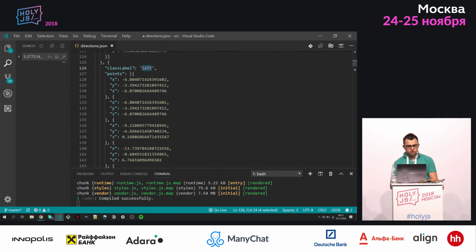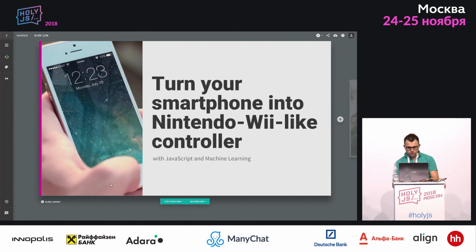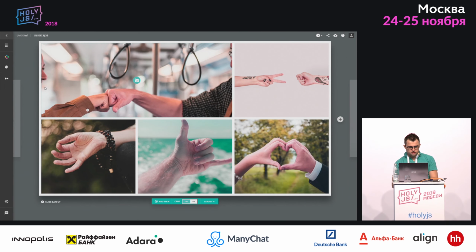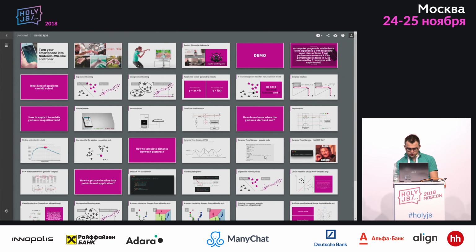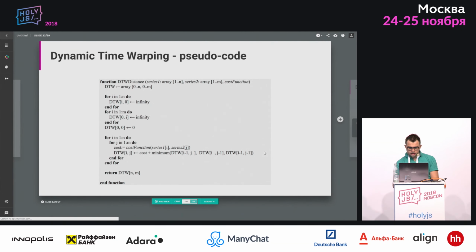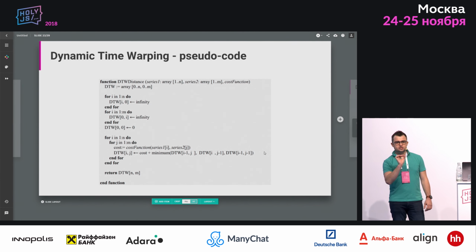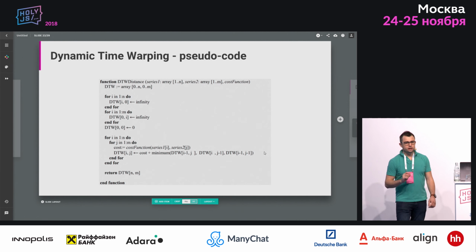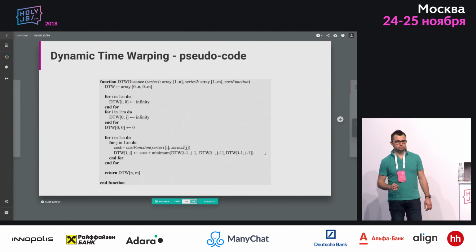So then I take all these points and have the sequence. Remember, let's go back here maybe. So we had this algorithm. And you see that it takes a series as an input, the sequence. So we were calculating the differences between the sequences, not the points.